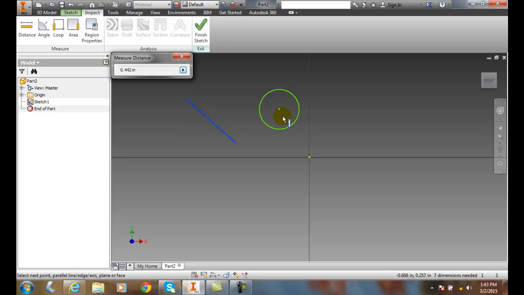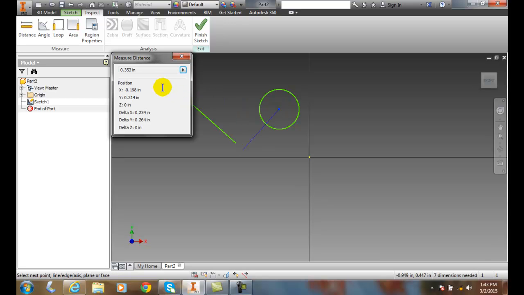And then we're going to go over and pick on the point in the circle. When we do that, it generates up here the minimum distance. So the minimum distance is this distance here to the line. So that's our minimum distance.